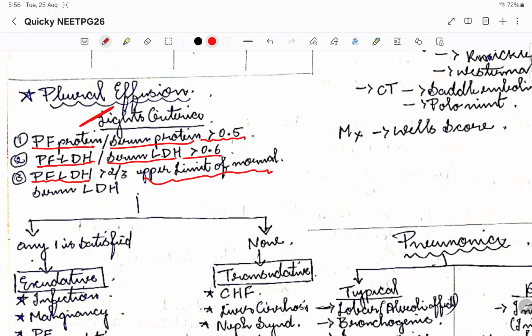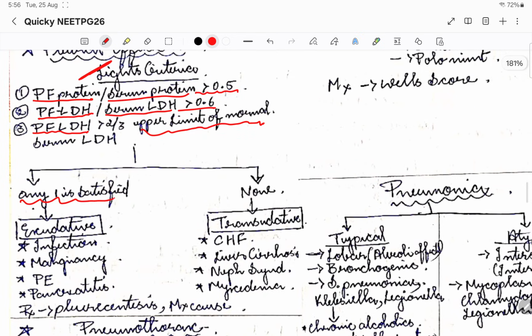Okay, so if any one of these is satisfied, it means that it is exudative. Exudative means some infection is there which is causing the pleural protein to be increased as compared to the serum protein, meaning the albumin might leak out. If there is some infection, there is endothelial damage, which is leaking out the albumin and all the proteins into the pleural fluid. So that means the pleural fluid protein will be high as compared to the serum protein, and also the LDH is getting leaked out. So there will be high LDH as compared to the serum LDH. So this is what it means.